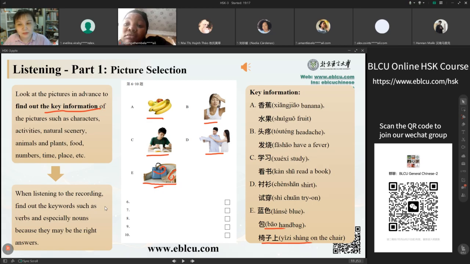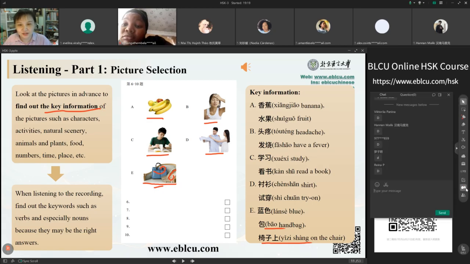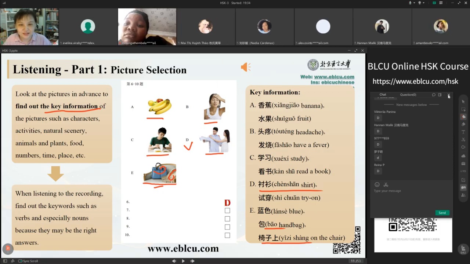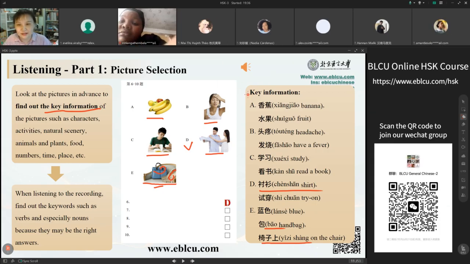Okay, so number 6, Leo, what is the answer? Yes. So they mention 衬衫, right? They mention 衬衫. So it should be D. Okay. Yeah, it's easy, right? And then let's try one more.